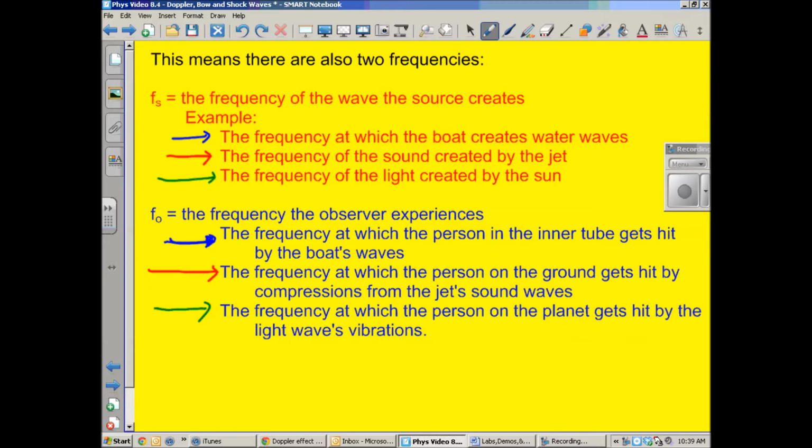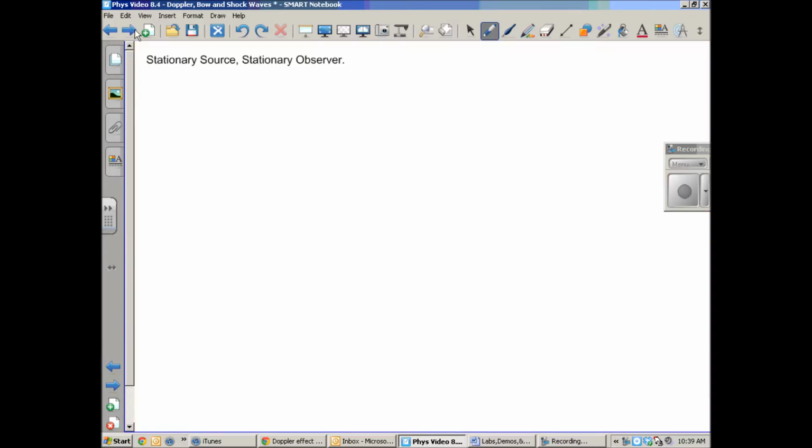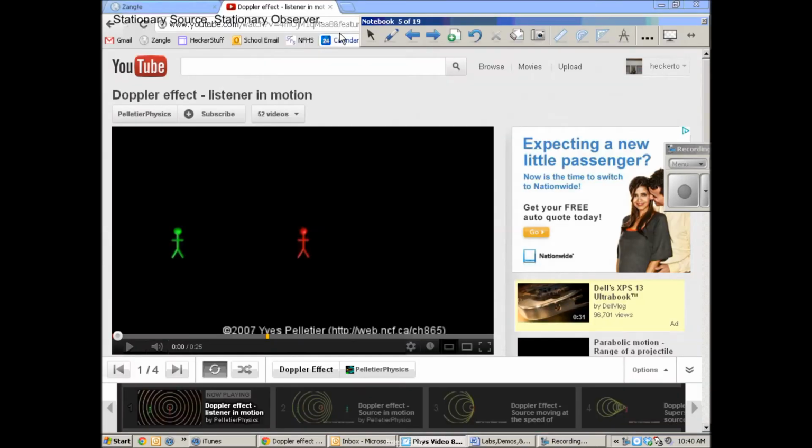What I want you to do now is I'm going to show you a couple examples of this, and then I want you to come back and read through this again and try to think about it a little bit more. All right, so what I want to do is start by talking about just a stationary source and a stationary observer. And there's nothing crazy about this, but here's how this is going to work.